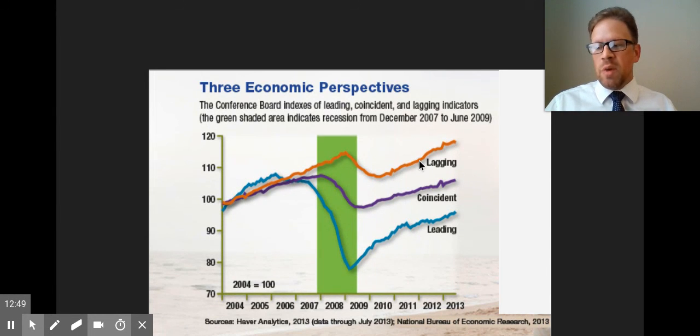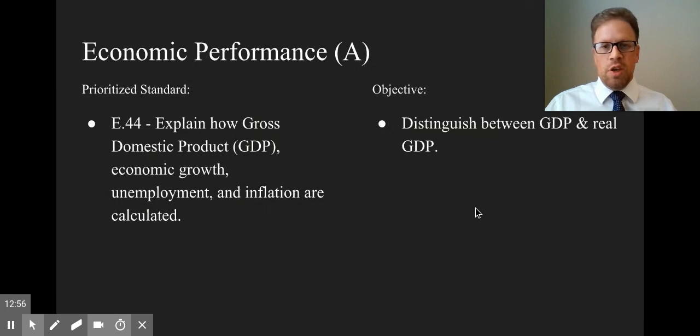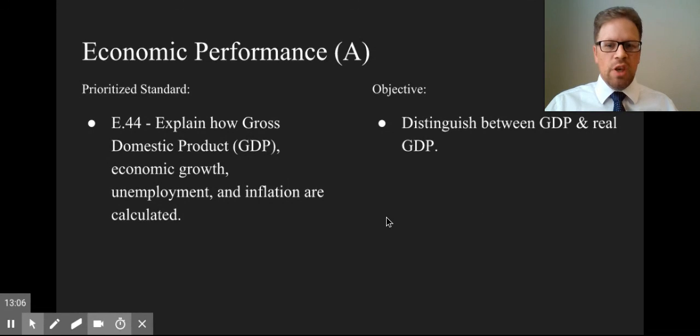All right, governments may attempt to reduce the fluctuations of the business cycle by implementing policies that can affect the level of real GDP. Again, that concludes Economic Performance Section A, Gross Domestic Product lecture. Our prioritized standard was Economic Standard 44, and objectively now you can distinguish between GDP and real GDP.